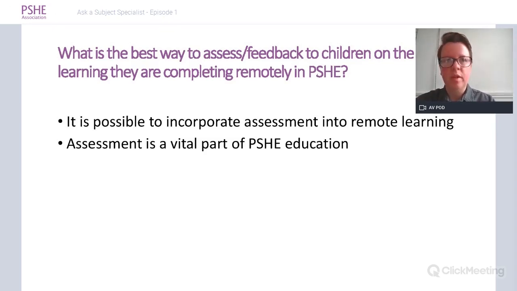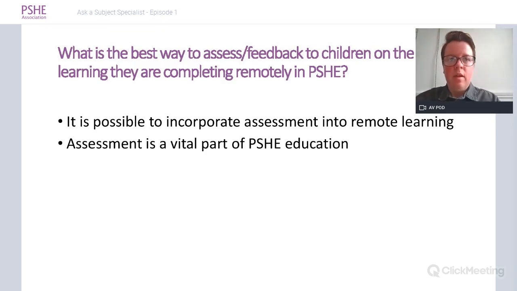Assessment is, of course, a vital part of PSHE education, as it provides vital opportunities for pupils to reflect on their learning. It increases pupil motivation. It also raises pupils' awareness of their own development, which in turn will illustrate the value of their learning. It allows you as a teacher to be confident that the learning has taken place. And it's also a way for you to demonstrate your pupils' progress and identify any future needs that your pupils may have.